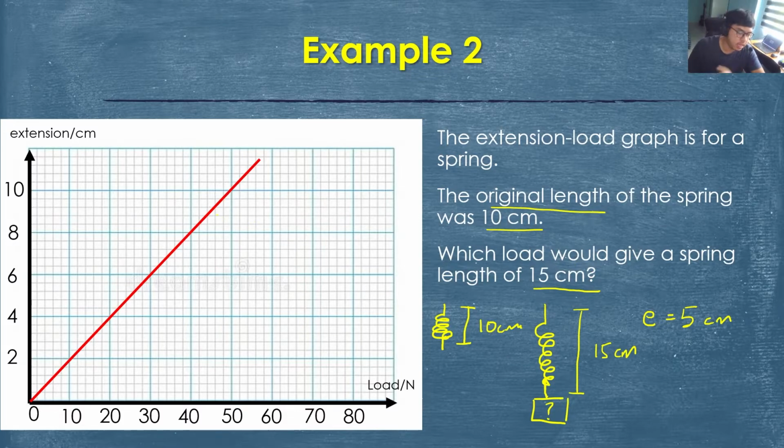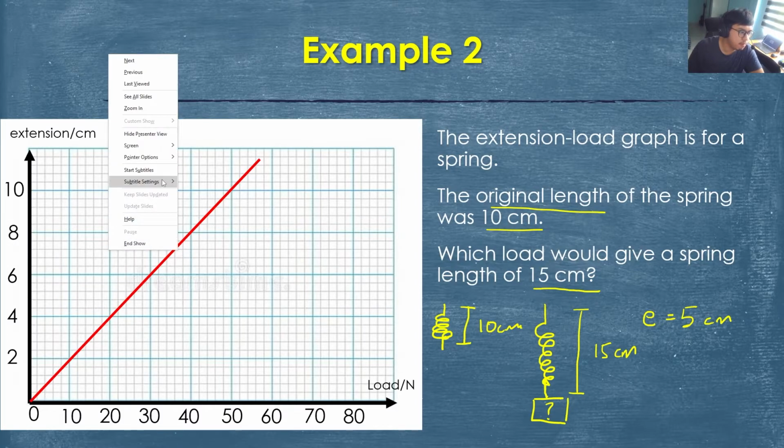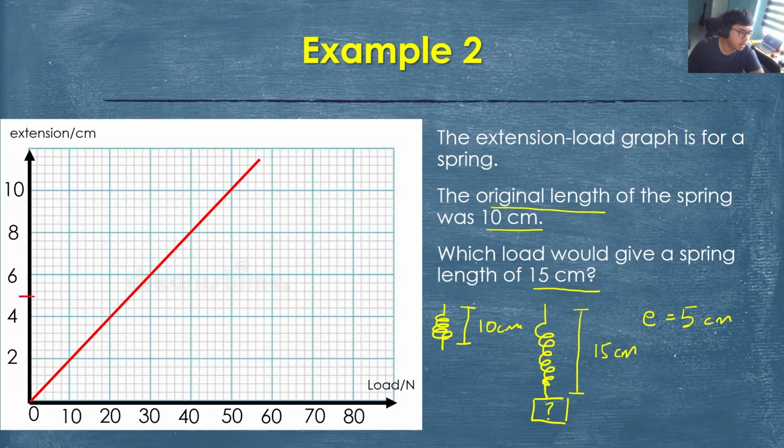Then you can look at the graph. Find where 5 cm is. So 5 cm is somewhere here. When you have an extension of 5 cm, you need to find where the force is, and the force is here. That's 20, that's 30, this is in the middle. So that means this is 25 Newton. So the answer is 25 Newton.